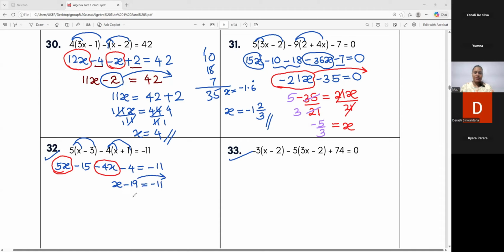We'll take this 19 to the right hand side. It goes as plus 19. Minus 11 plus 19, different signs, subtract them. 19 minus 11, 9 minus 1 is 8. Sign of the bigger number, it is plus 8. No need to put that plus sign. x is equal to 8. Is it correct? Yes, teacher. Okay.